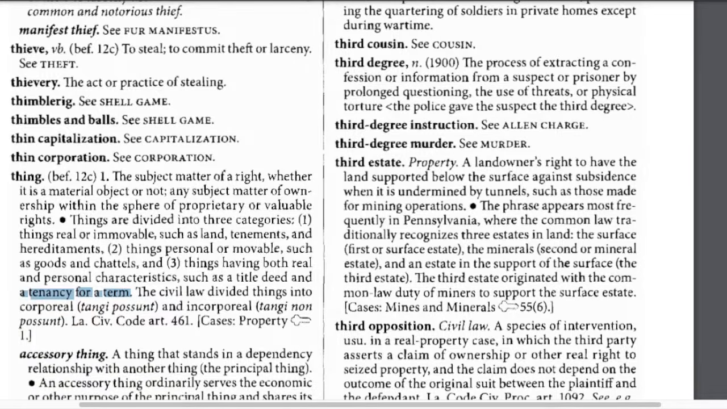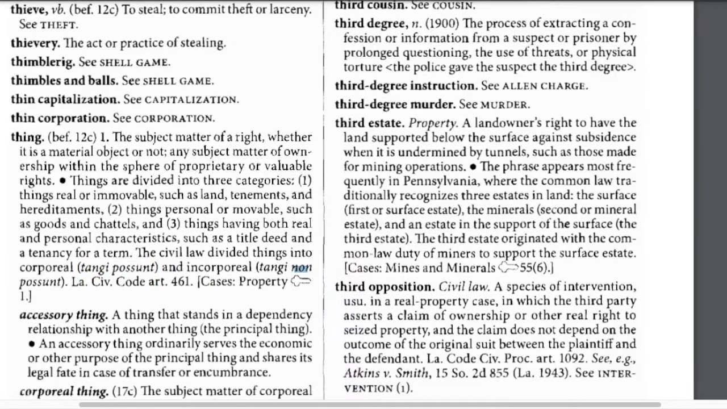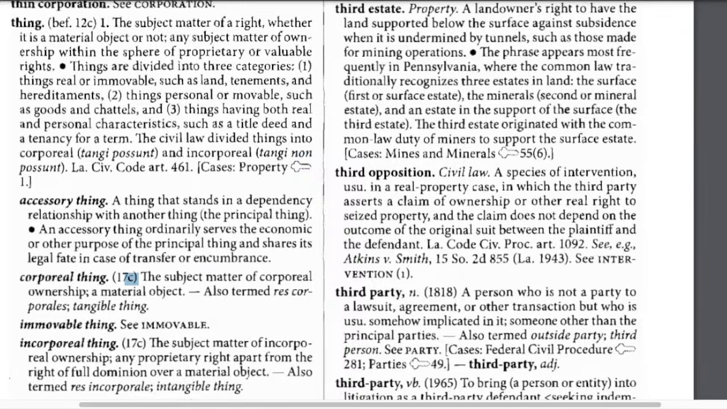So we had 3 categories: immovable, movable, and having both real and personal characteristics. So some kind of hybrid here. The civil law divides things into corporeal and incorporeal. All right, so there it is. We have all kinds of things. Corporeal thing, the subject matter of corporeal ownership, a material object, also termed res corporalis, tangible thing.